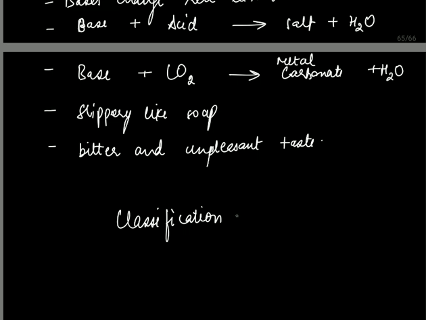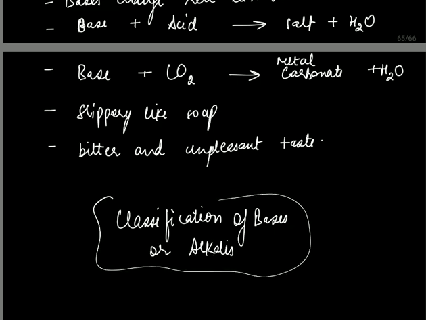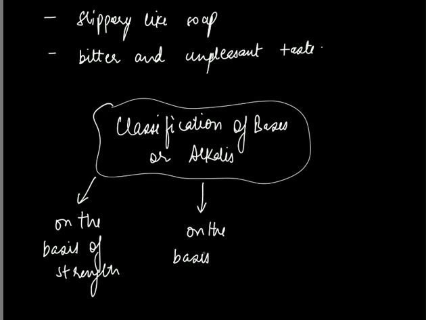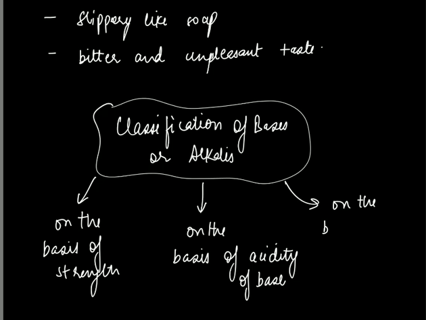Then we go to the classification. It's very similar to what we did in acids: classification of bases or alkalis. So we have classification on the basis of strength, on the basis of acidity of a base. Now the term over here is opposite to what we did before. Then on the basis of concentration: concentrated base, dilute base.